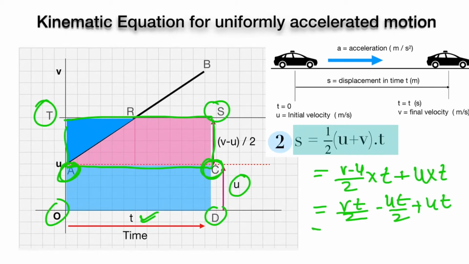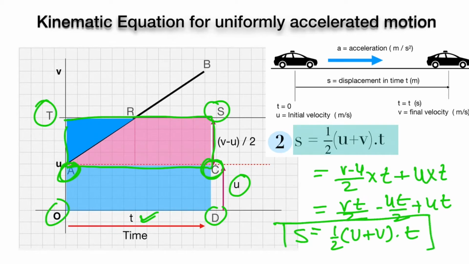So further simplifying this will give you half (u plus v) into t, which is nothing but your second equation of motion, right? So by finding the area under the curve by this method, you can derive this equation number 2. Okay. Now let's move to the equation number 3.